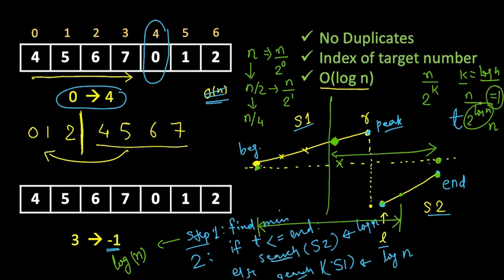And that is the index of this. So it will be done in log n time. We will take log n steps. So both step 1 and step 2 can be done in log n time. So log n plus log n, overall it's log n.